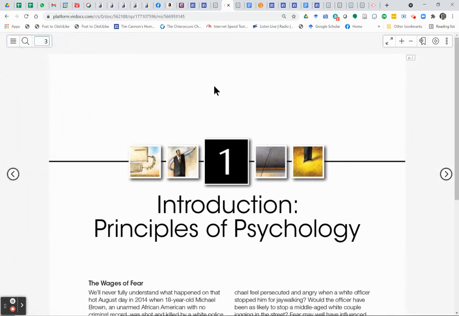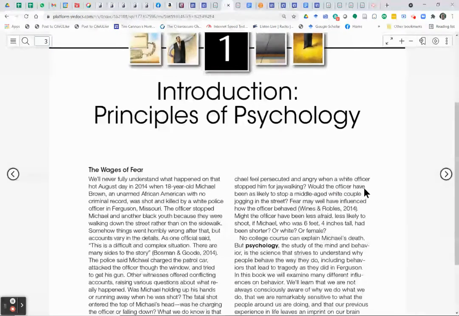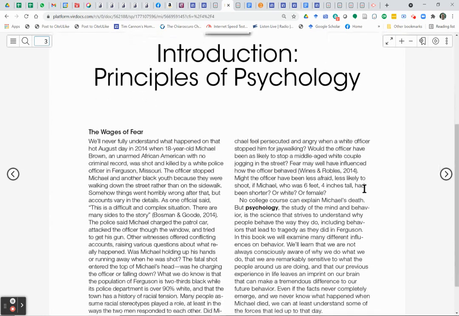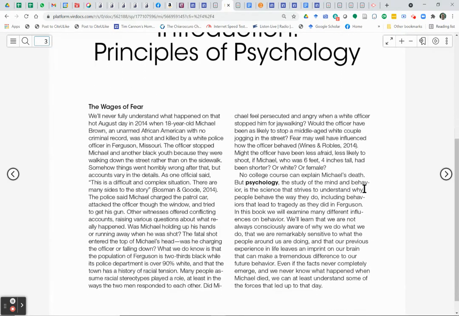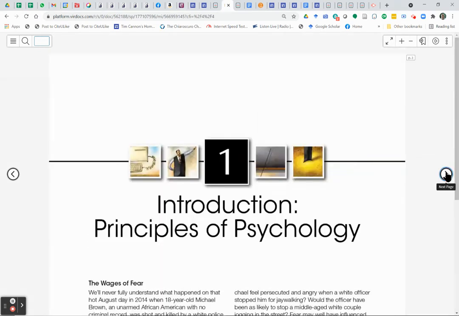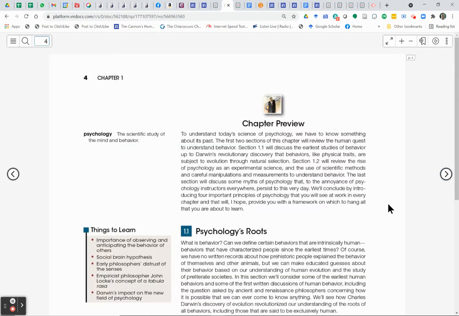And this is from 2015, about an African American being shot by the police. It just keeps happening. And what can psychology tell us about that? So these chapters have opening vignettes. This is the opening vignette, and the book tries to go back to this to explain things as we zip through the chapter.